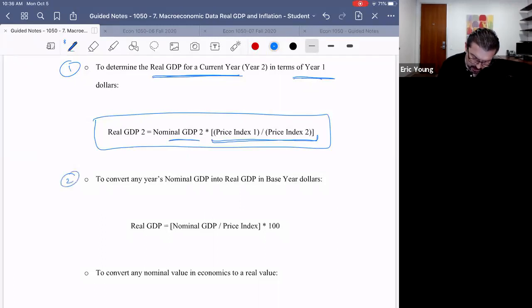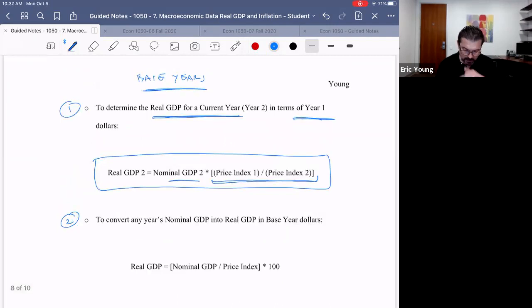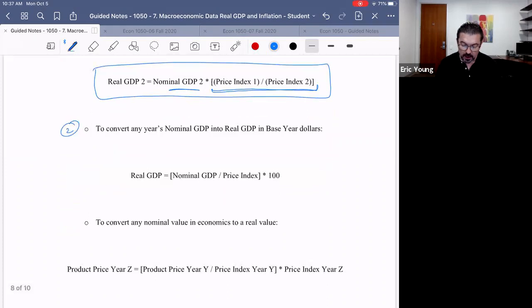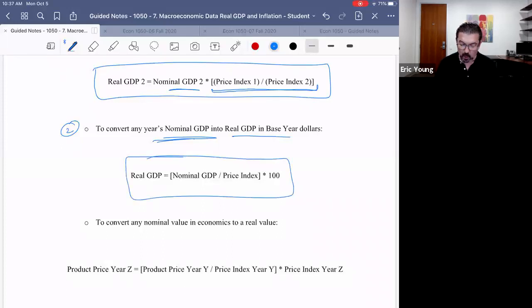Okay. So our first formula, if you're given current year GDP as well as price indexes, you can translate and get real GDP. You can also convert any year's nominal GDP into real GDP with this formula. Real GDP, this is a really important one. This is the one that's used often. Real GDP is equal to nominal GDP divided by the price index times 100.